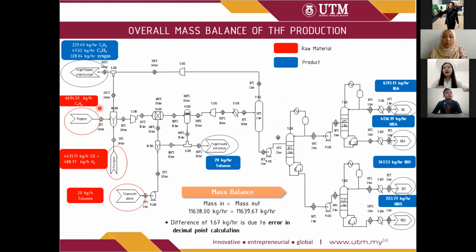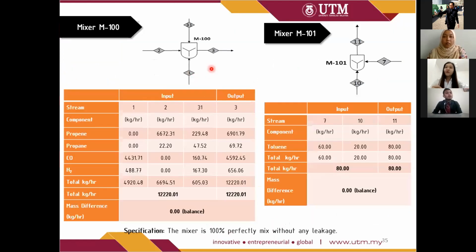Next, this is the overall mass balance of the production. The red color box represents the raw material, while the blue color box represents the product. From here, we can conclude that the overall mass is balanced for the input and output. Only the difference of 1.67 kilogram per hour is due to the error of the decimal point calculation. Next, we will see the mass balance for each unit operation.